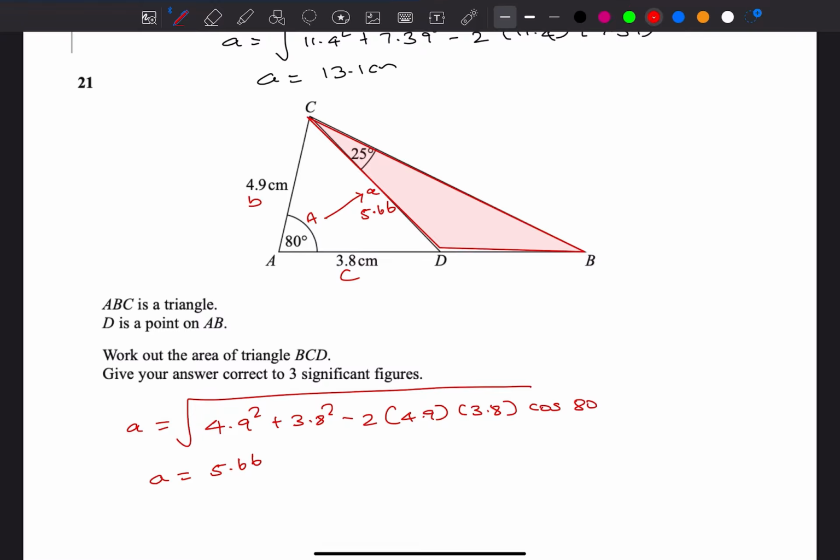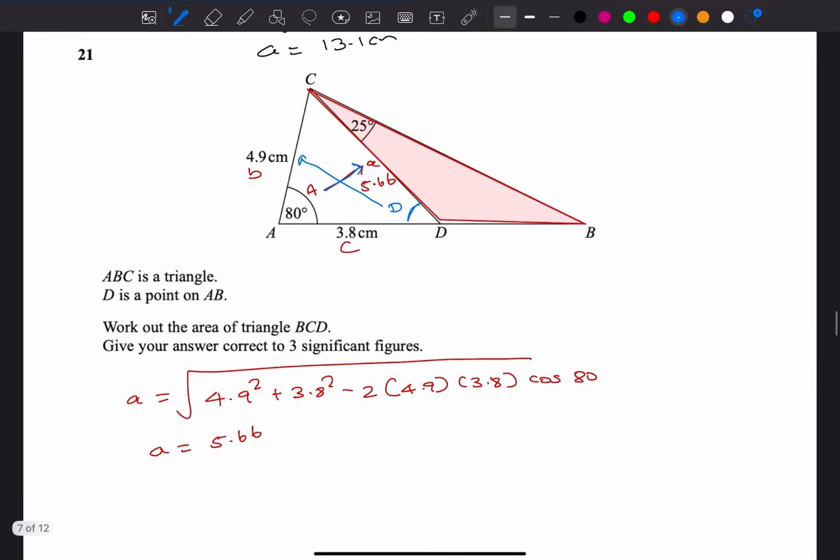Then if you want the area of triangle BCD, okay, you would need to know the other length. What's the way to know the other length? I would prefer to calculate this angle. Let's call that angle D for this side. Here and here, and then we'll go with these two. Okay, so let's see. So what do we do?